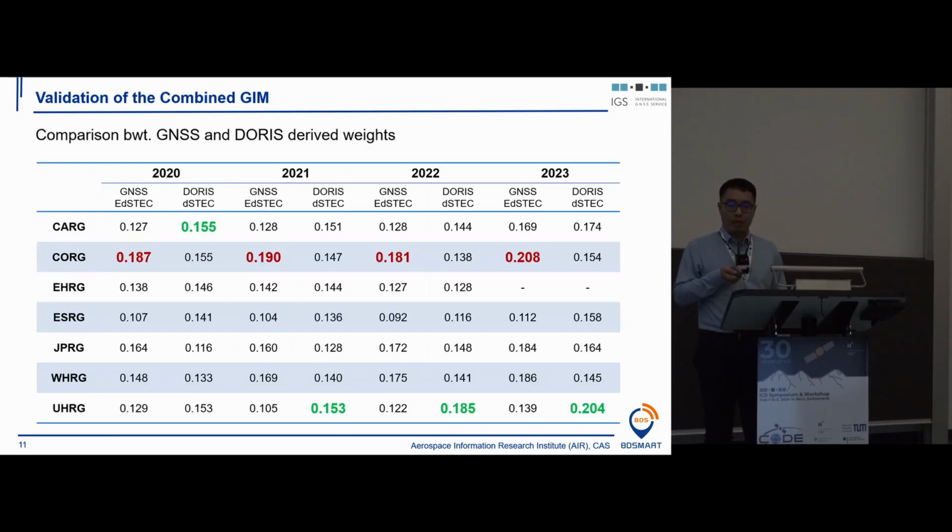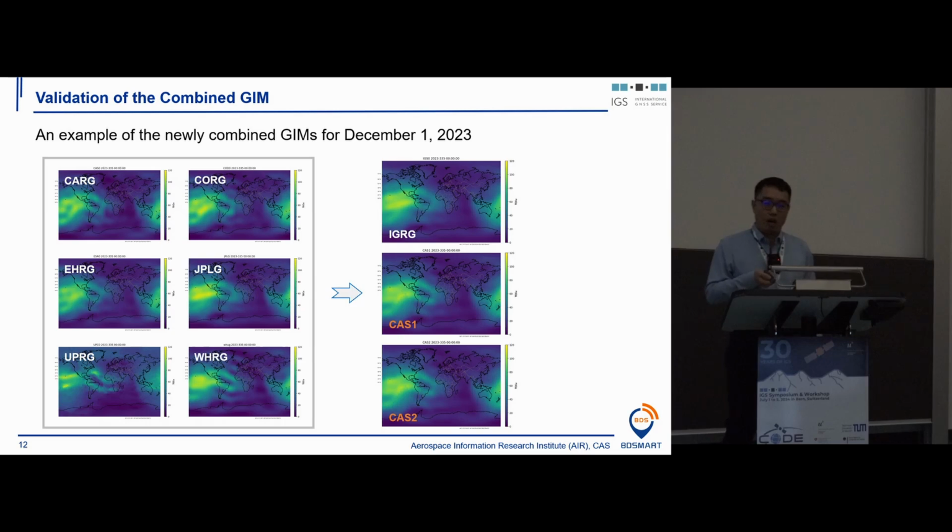I would like to highlight that for the GNSS-dSTEC analysis, especially in our own analysis, the GIM from CODE always gets the highest weight in our combination analysis. In the case of the DORIS-dSTEC analysis, the GIM product from UPC will get the higher score. Here is an example of the newly combined GIMs on December 1, 2023.